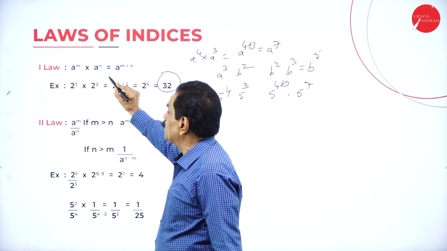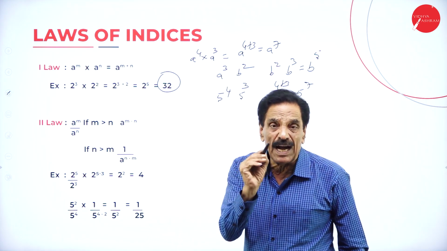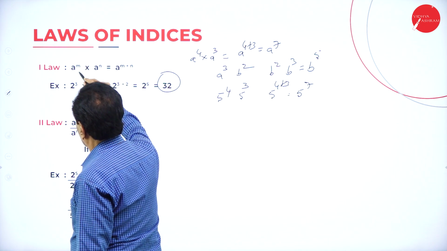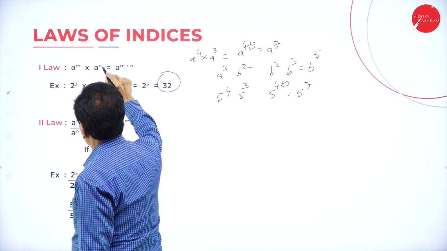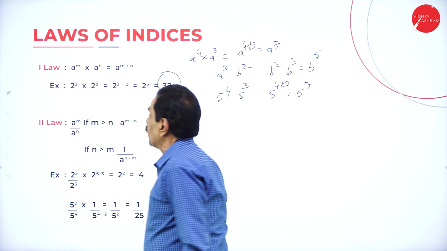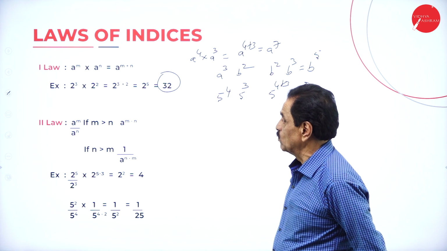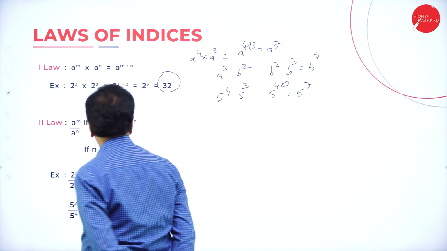So when you have a common base, exponents can be added. For a to the power of m and a to the power of n, a is the base, so the product is a to the power of m plus n. For example, 2 to the power of 3 times 2 to the power of 2 is 2 to the power of 3 plus 2, which is 2 to the power of 5.